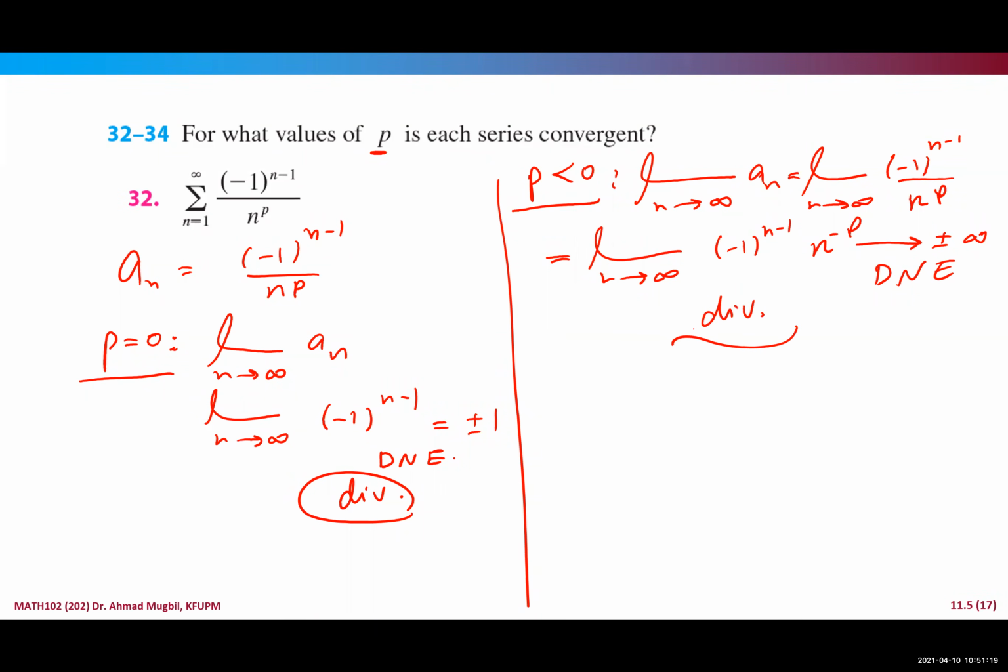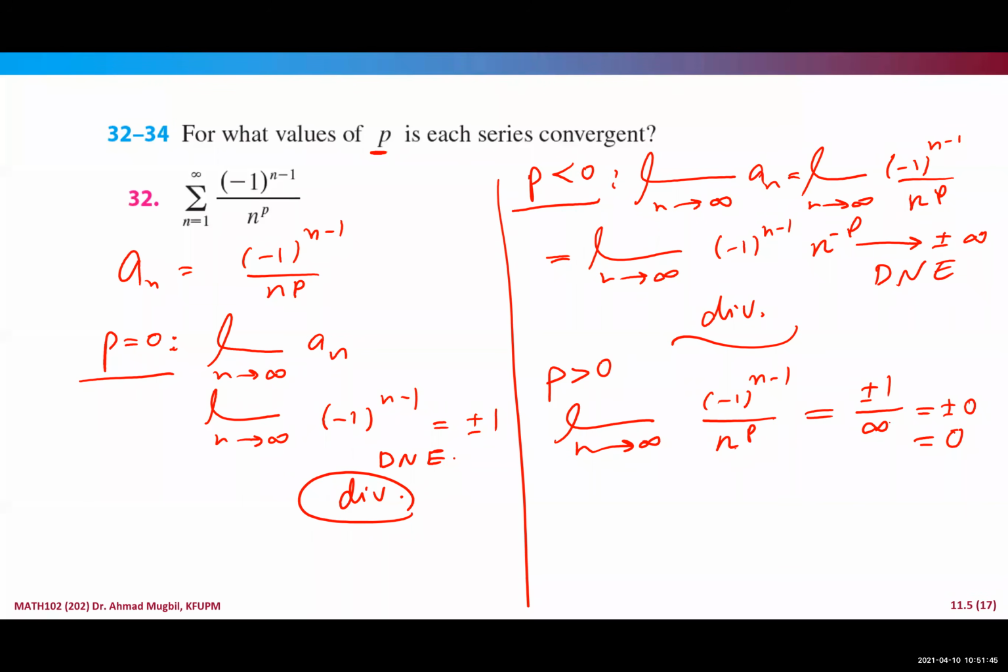Check that. Now the last case that we still have is when p is greater than 0. What will be the limit when n goes to infinity of negative 1 to the power n minus 1 over n to the power p? Clearly, ya Shabab, this is 0, because if p is positive, it stays in the denominator. So it will be positive or negative 1 over infinity, so positive or negative 0, which is 0. So in this case, it satisfies the condition of the alternating series test that the limit goes to 0.